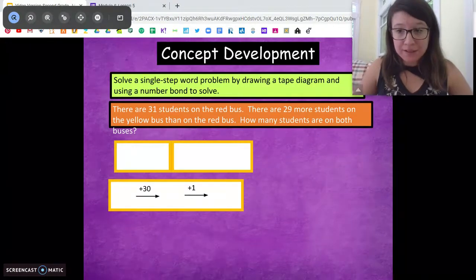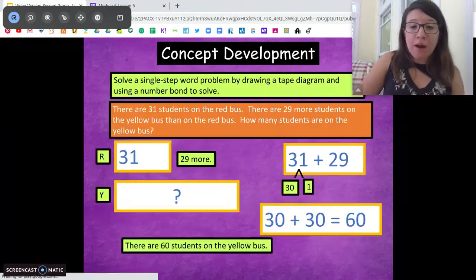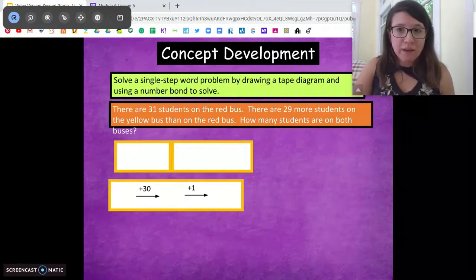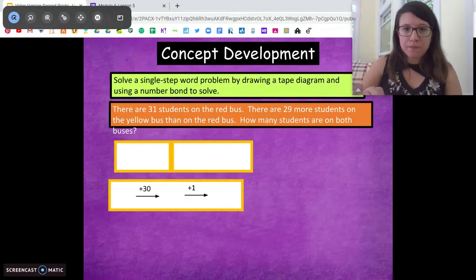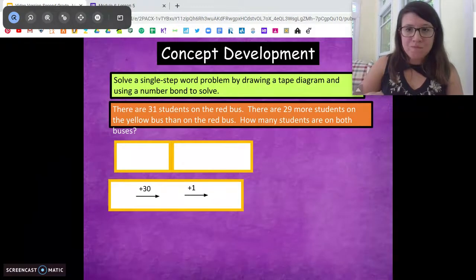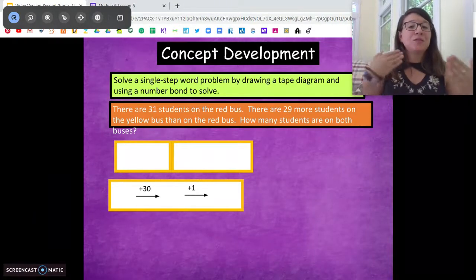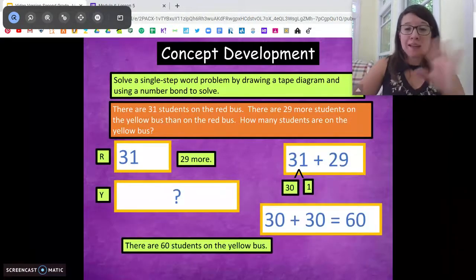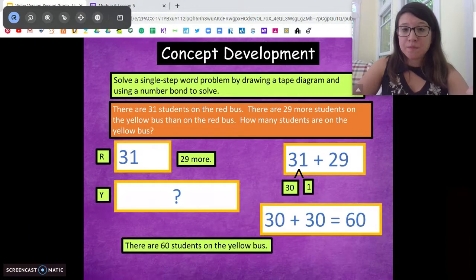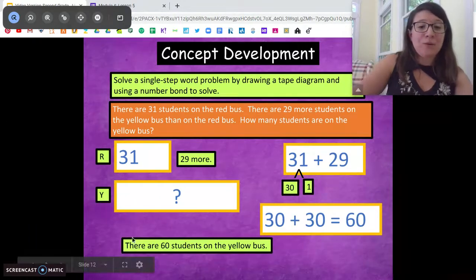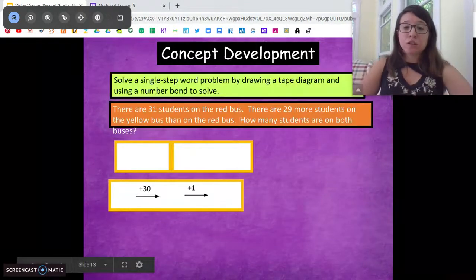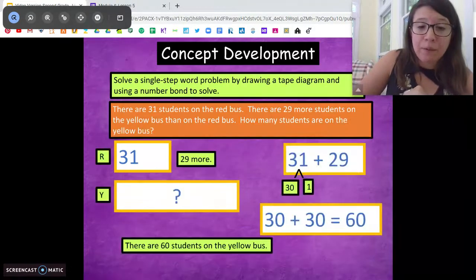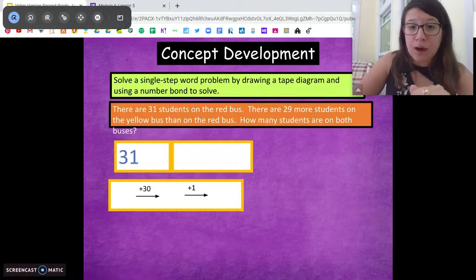Both buses. So in our last problem, we solved for how many students were on the yellow bus, right? What are we solving for in this problem? Yeah, how many students are on both buses? So what are we going to do with the information that we solved for in this last problem? We're going to use that 60 to help us. So we have the 31 on the red bus, and we have the 60 from the yellow bus that we solved for in our last problem.